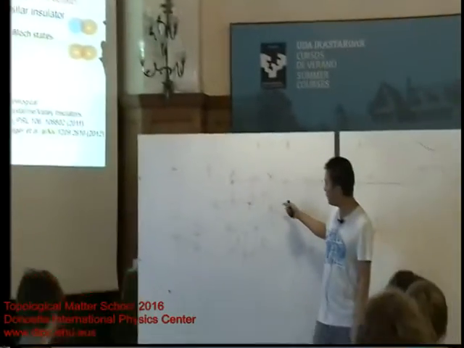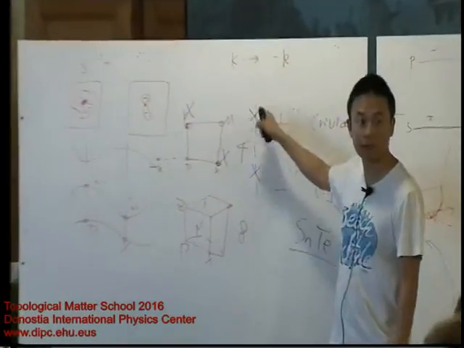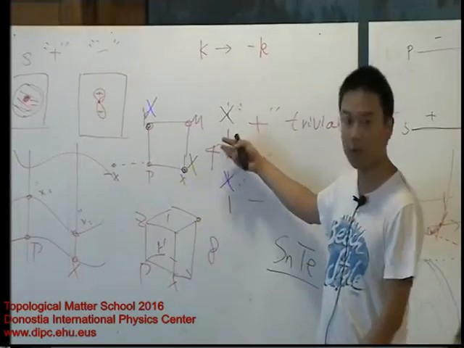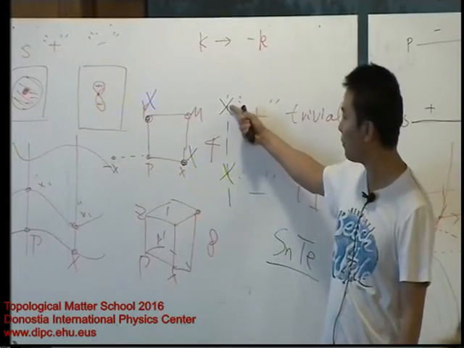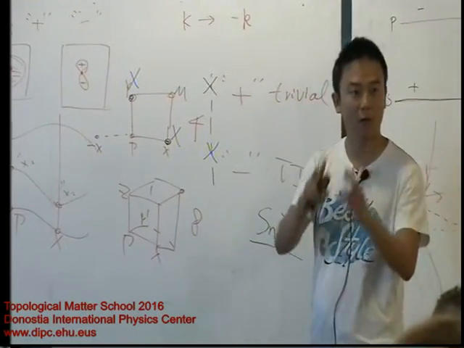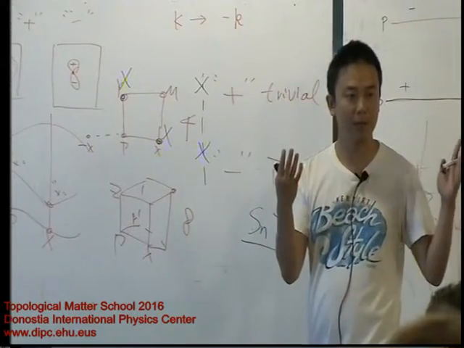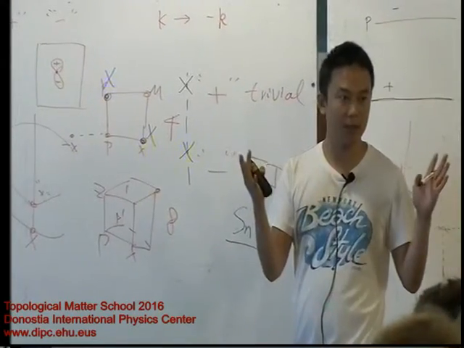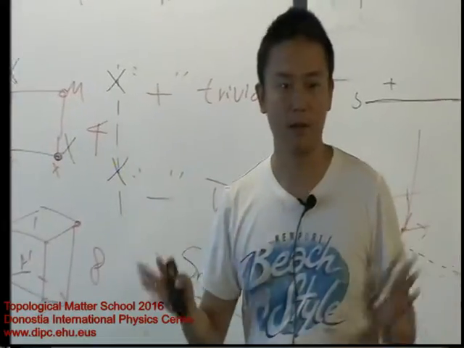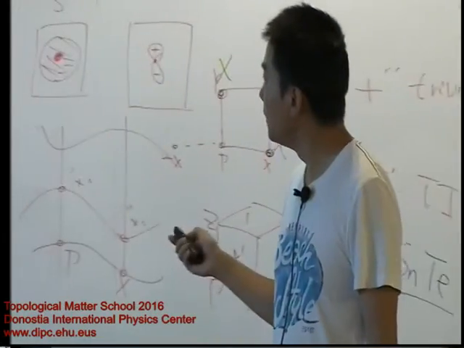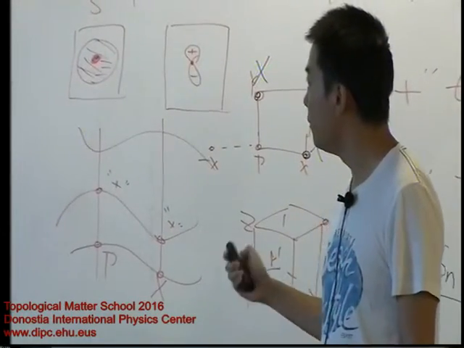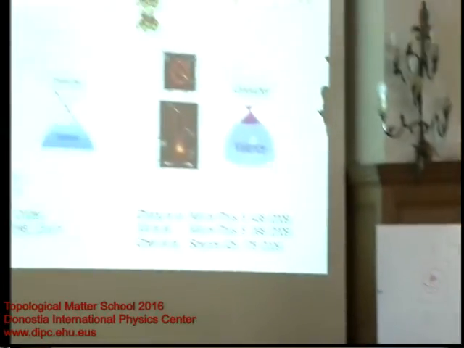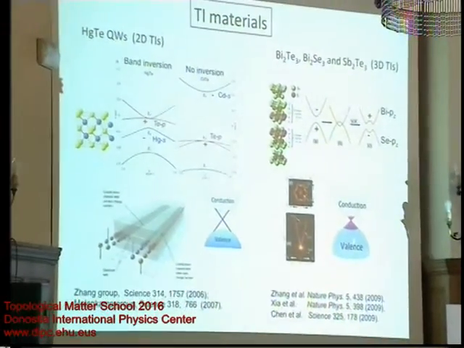Actually, the only way to introduce strong scattering is to double the unit cell, so that this one overlaps with this one. Then they overlap at the same momentum, and they can open a gap. If you don't have such a possibility, they are just robust there. Later I will show you the example. And then let's go to the material.